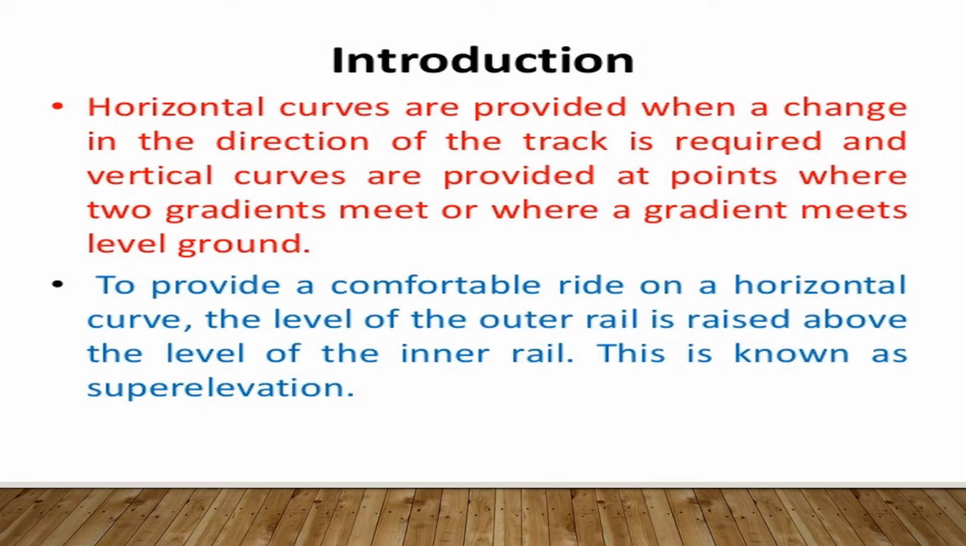Horizontal curves are provided when a change in direction of track is required, and vertical curves are provided at points where two gradients meet or where a gradient meets a level point. To provide a comfortable ride on a horizontal curve, the level of the outer rail is raised above the level of the inner rail, and this is known as super elevation.